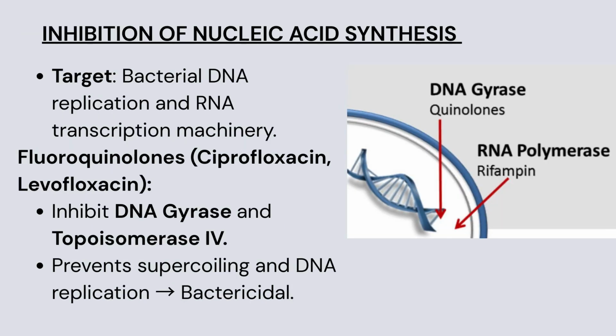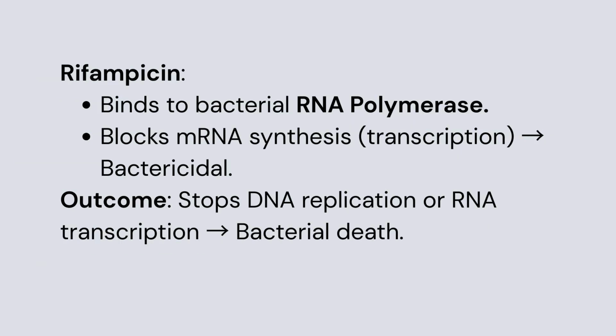Inhibition of nucleic acid synthesis. Certain antibiotics target bacterial DNA replication and RNA transcription processes. Fluoroquinolones such as ciprofloxacin and levofloxacin inhibit enzymes called DNA gyrase and topoisomerase 4. These enzymes are critical for supercoiling and untangling bacterial DNA during replication. Inhibition of these enzymes leads to DNA damage and prevents bacterial multiplication, leading to a bactericidal effect.